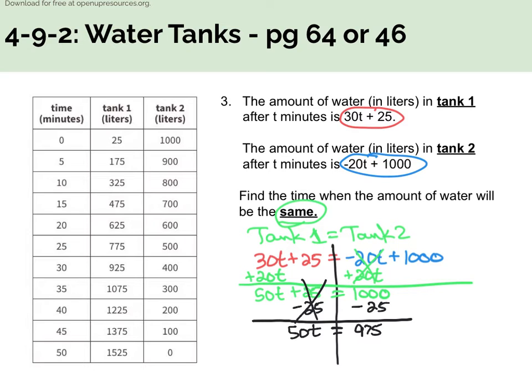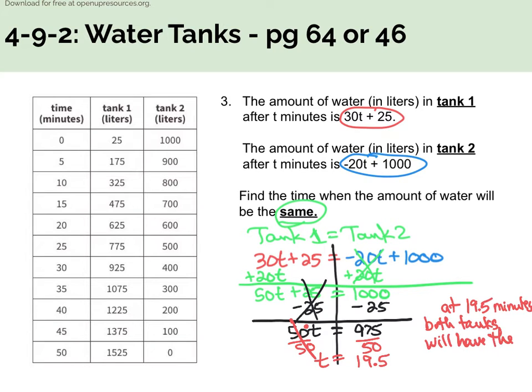Remind yourself, 50 is multiplying by t, so we are going to divide by 50 on both sides. 50 divided by 50 is 1, leaves t by itself, and then we have 975 divided by 50, and that is going to be 19.5. So at 19.5 minutes, both tanks will be the same. We'll have the same amount of water.